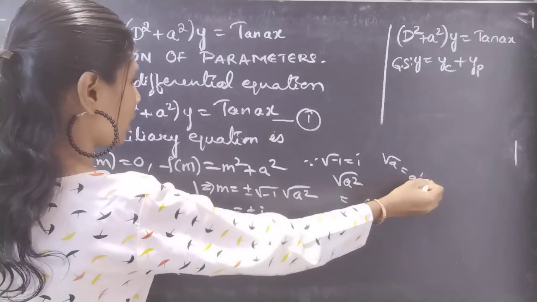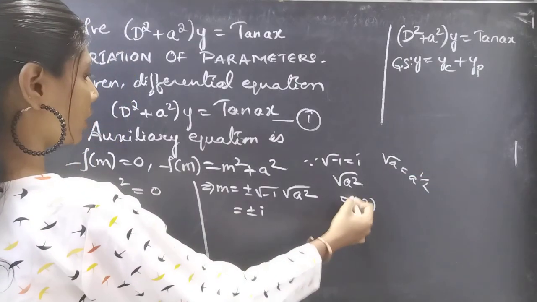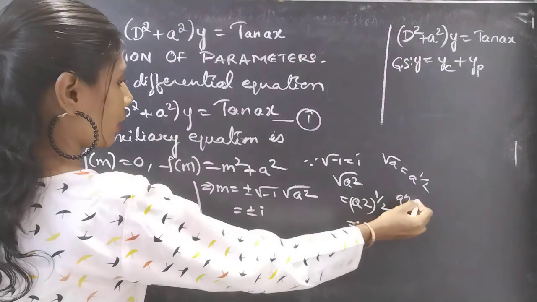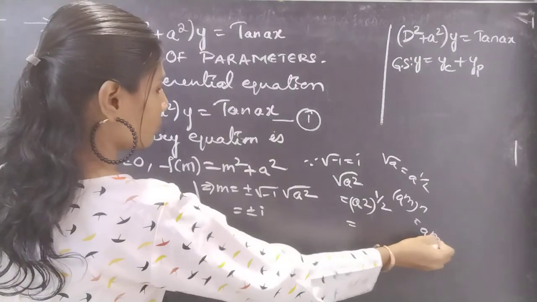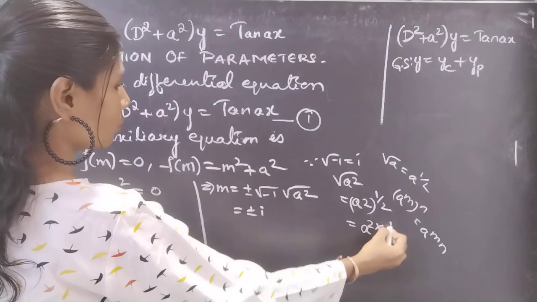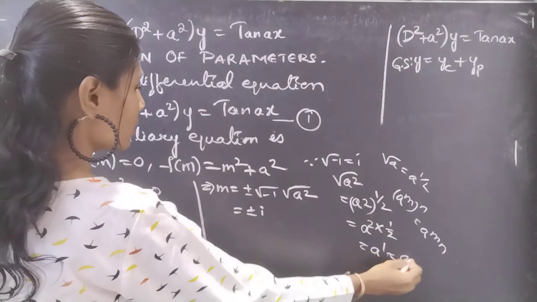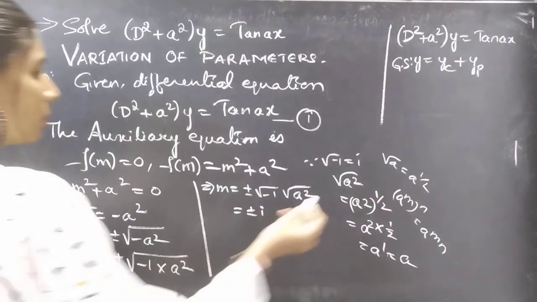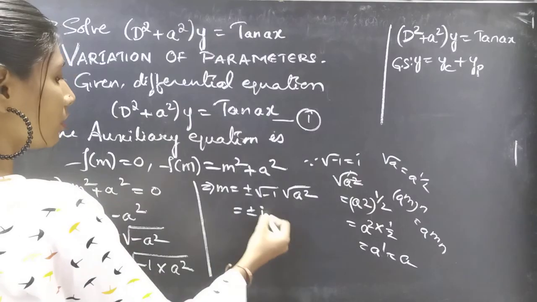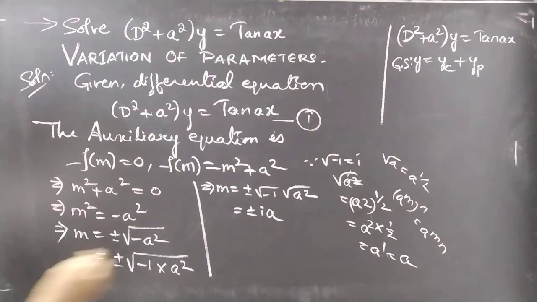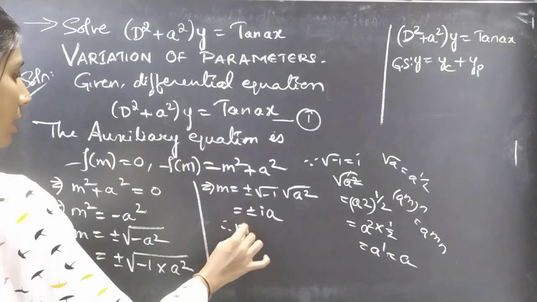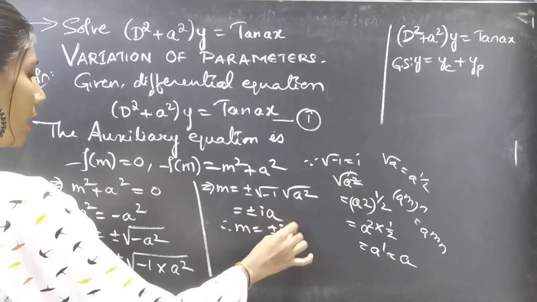Also, square root of a² can be written as a² power 1 by 2, since square root of a is a power 1 by 2, right? We know that (a^m)^n equals a^(mn). Then we can write (a²)^(1/2) as a^(2 × 1/2), which equals a^1, which is a. But simply saying we'll just cancel the square and square root is wrong. We should not do it like that. So this is a. Therefore m = ± ia.